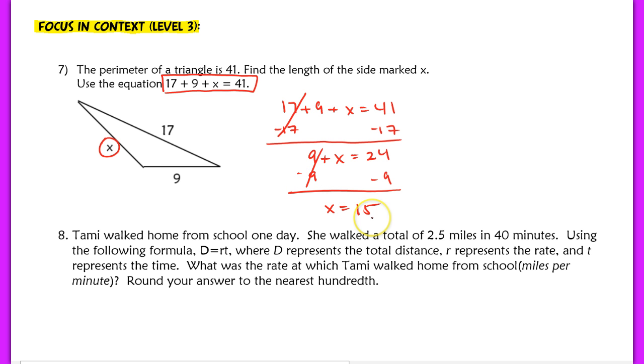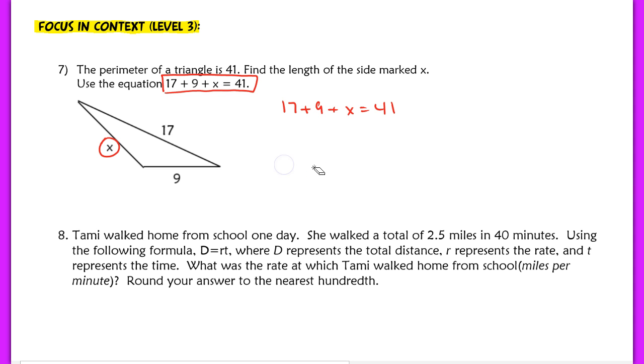Now here I took a couple of steps to do that, and it's not that it's wrong, but there is a little bit quicker way to do this question. So right away, when I see 17 and 9 here on the same side, I can actually simplify this and call that 26. So 17 plus 9 gives me 26 plus x equaling 41.